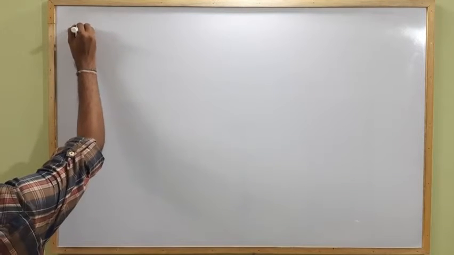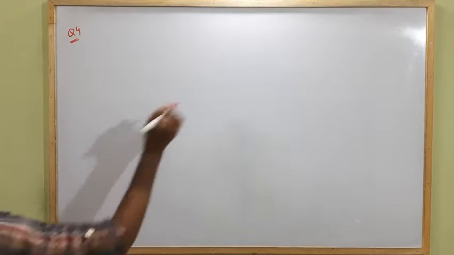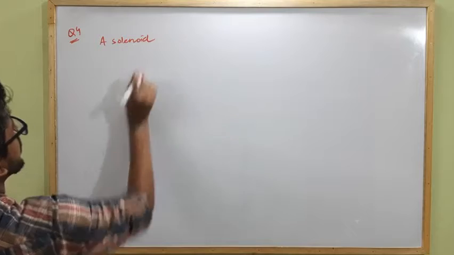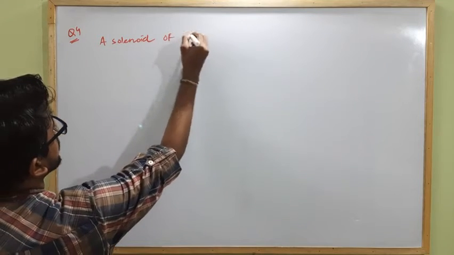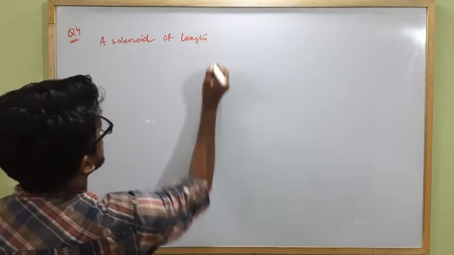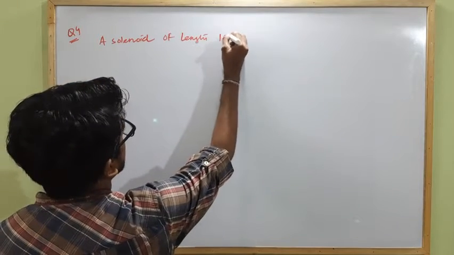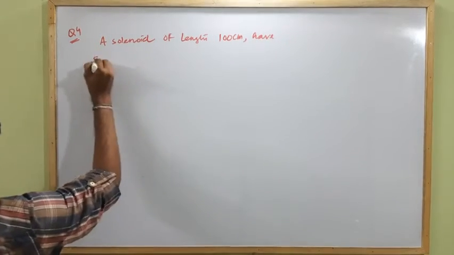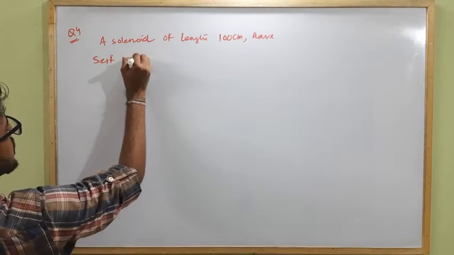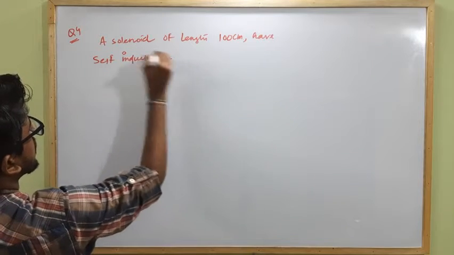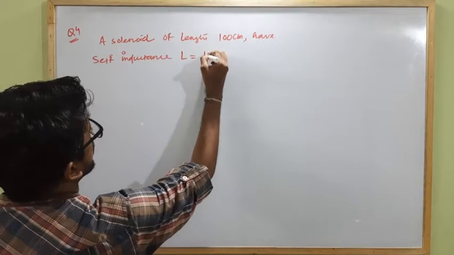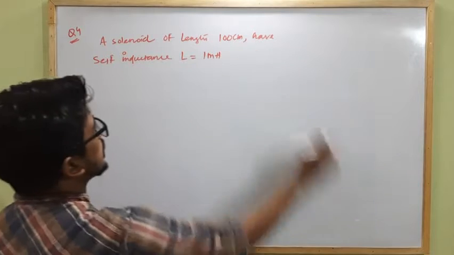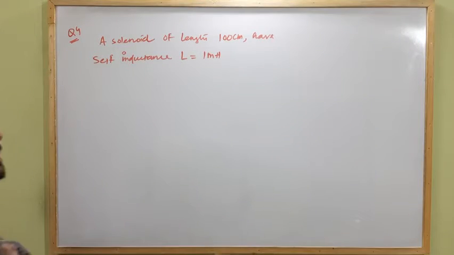So next question: a solenoid of length 100 centimeter have self-inductance 1 millihenry. Clear? A solenoid of length 100 centimeter have self-inductance 1 millihenry.